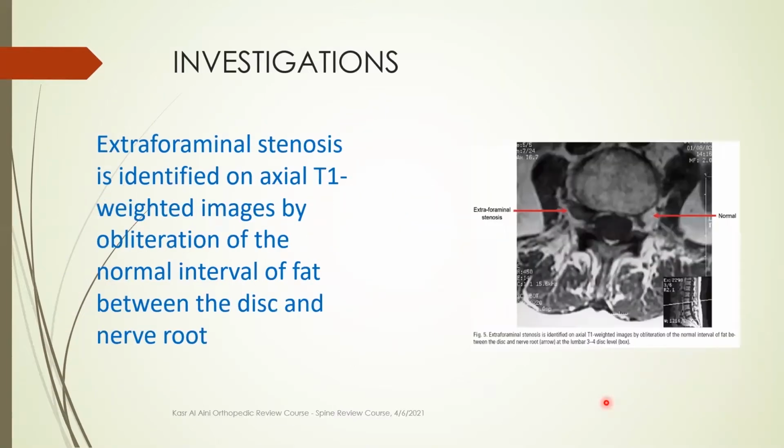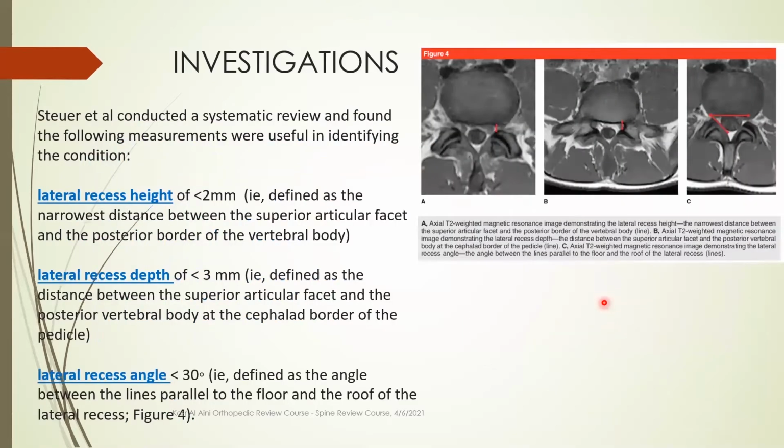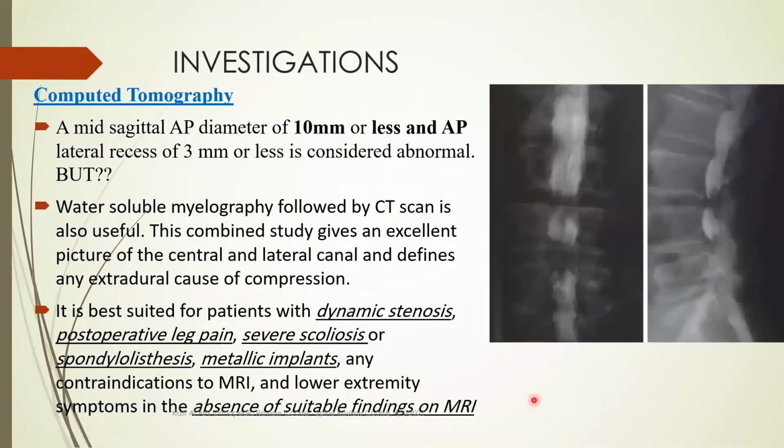Extraforaminal stenosis are best visualized on the axial T1 images by obliteration of the normal interval of fat between the disc and the nerve root. So this is the normal side. Here the fat is obliterated by an extraforaminal disc. Some studies were performed to diagnose lateral recess by measuring lateral recess height, lateral recess depth, and lateral recess angle, which is more or less of academic interest.